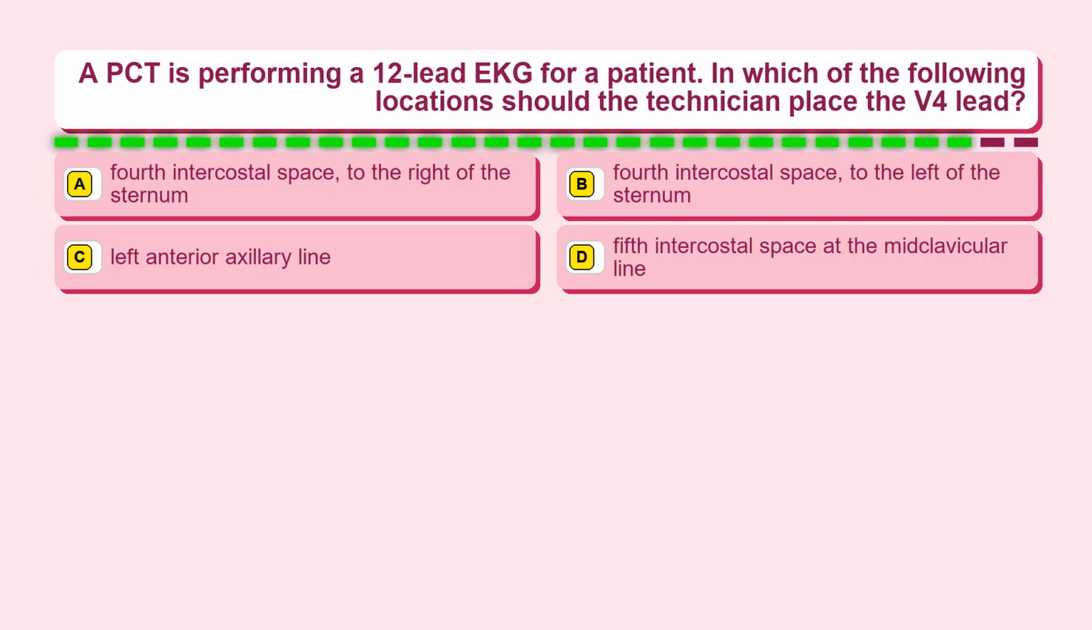Question 38. A PCT is performing a 12-lead EKG for a patient. In which of the following locations should the technician place the V4 lead? Option A. Fourth intercostal space, to the right of the sternum. Option B. Fourth intercostal space, to the left of the sternum. Option C. Left anterior axillary line. Option D. Fifth intercostal space at the midclavicular line.